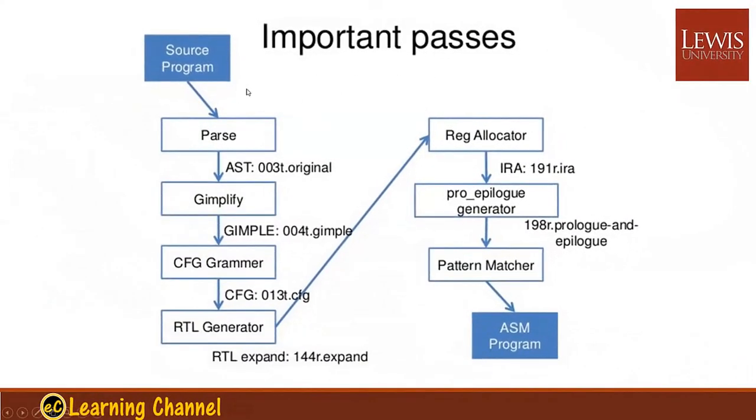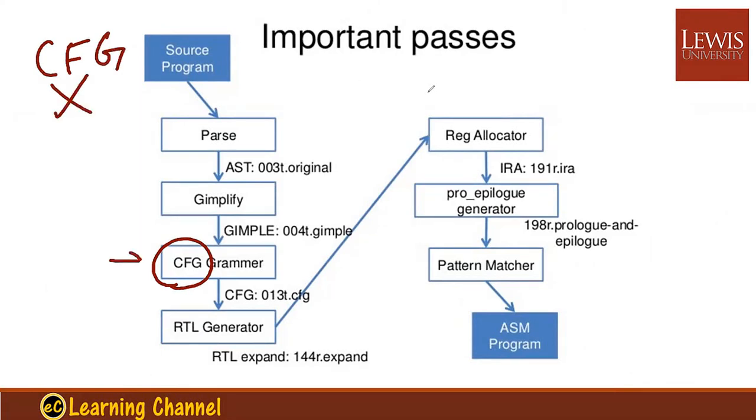So here are the important passes. And here you will see different strange names. These strange names just tell you it's actually a different file format. Different file formats you will have. So there's a GIMPLE file, there's a CFG file. One important thing here is that this CFG is not context-free grammar. You can think about this as more like an AST. The name is not context-free grammar.